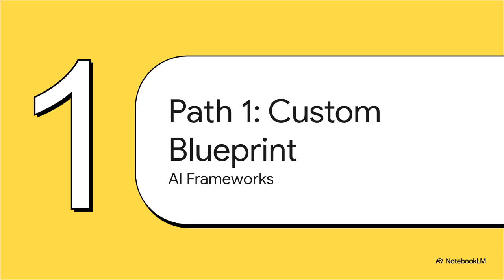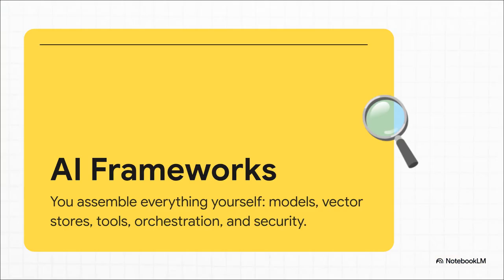Okay, so path one. This is for the true architects out there, the custom blueprint. This is the world of AI frameworks. We're talking about the full-on do-it-yourself route where you are in control of every single detail right from the ground up. So what does that actually mean? It means you're not just building the house. You are literally milling the lumber and forging the nails yourself. You're the one picking the models, the databases, the security protocols. Every last component is your choice, which also means it's your responsibility.